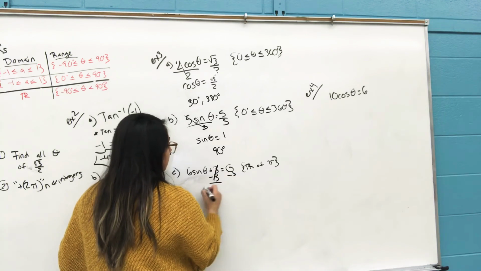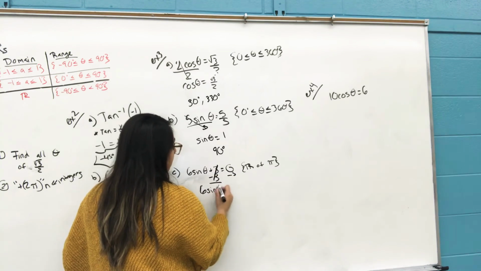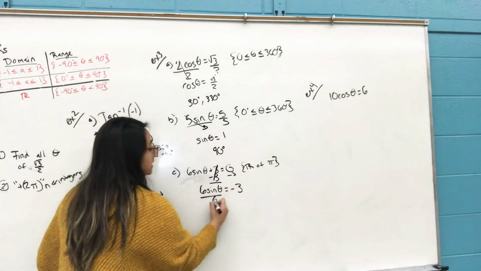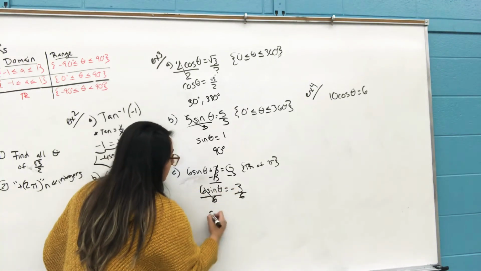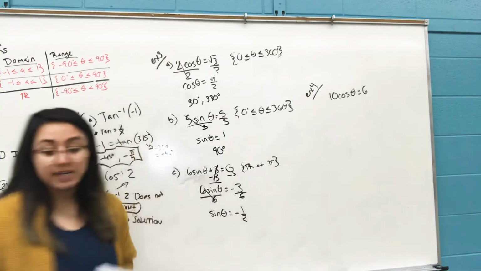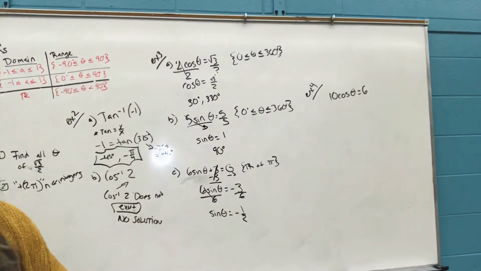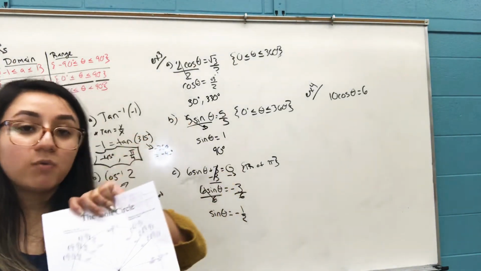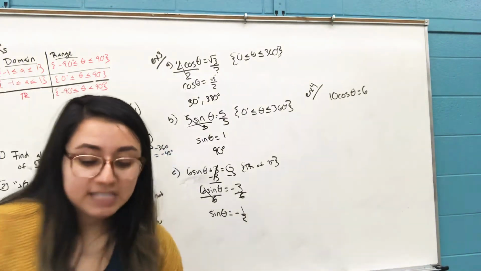Subtract 3 from both sides. You get 6 sine theta equals -3. Then you divide by 6. Then you get the sine of theta equals -1/2. So you have your -1/2. You're going to be looking for sine, which is your y coordinate, where it is -1/2.